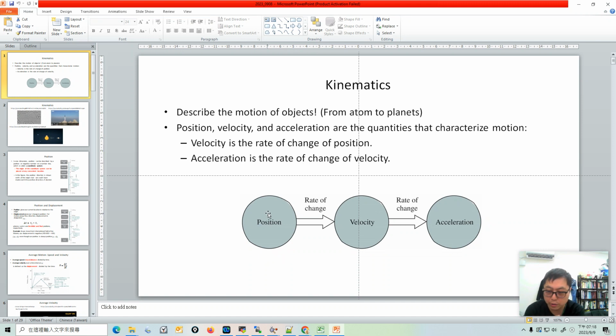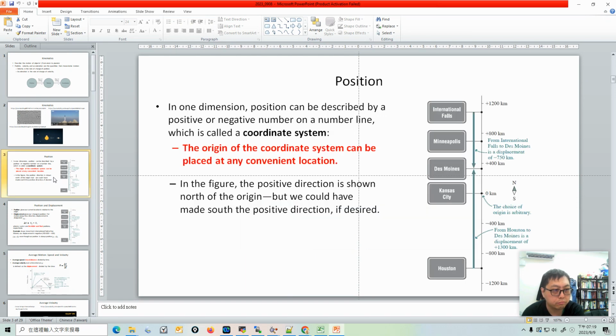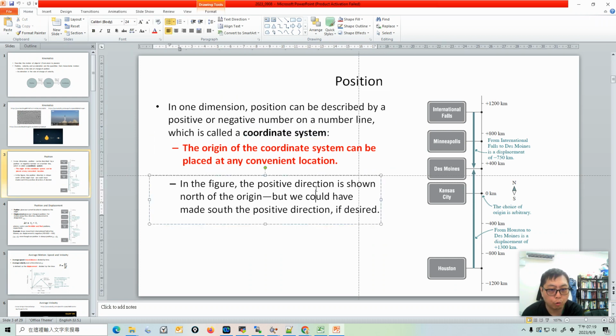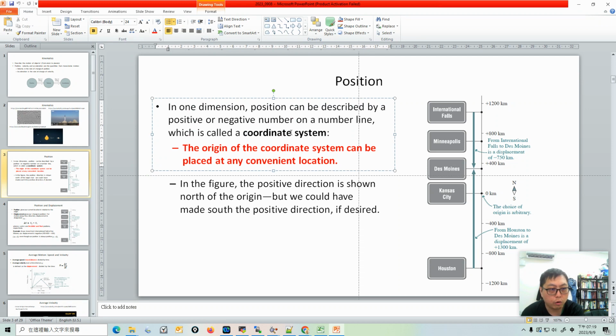If we want to define a position, we need a tool. It's called a coordinate. We need a tool called a coordinate system.